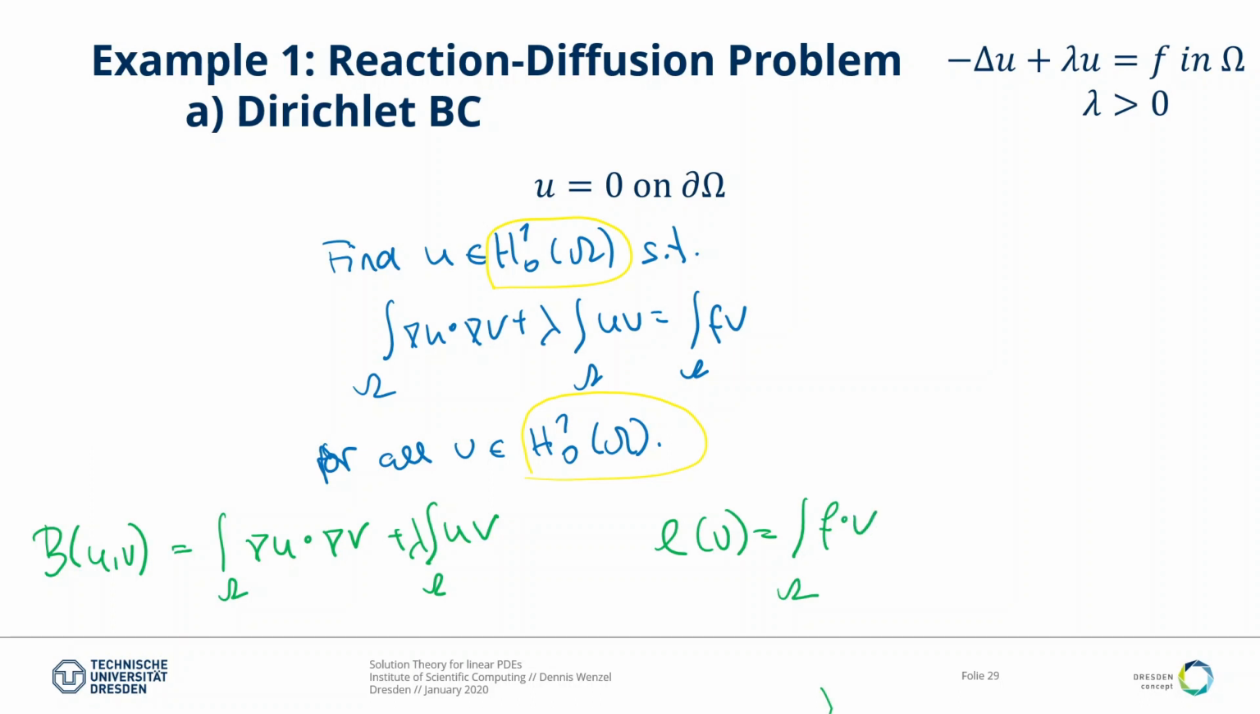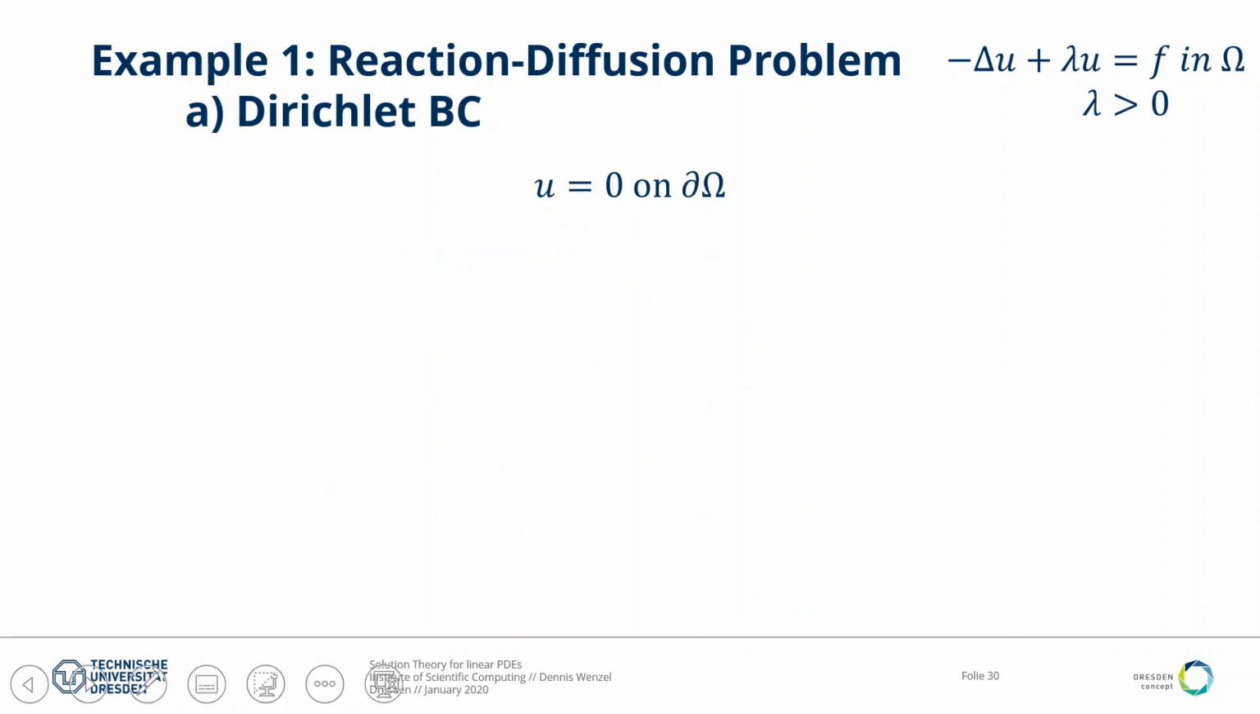Okay, and now if we want to apply Lax-Milgram's lemma to find out if this has a unique solution, what do we need to show? Well, we need to show that both b and L are bounded on H1_0. And we also need to show that b is coercive on H1_0. So now let's do this. Step 1, we want to show that b is bounded.